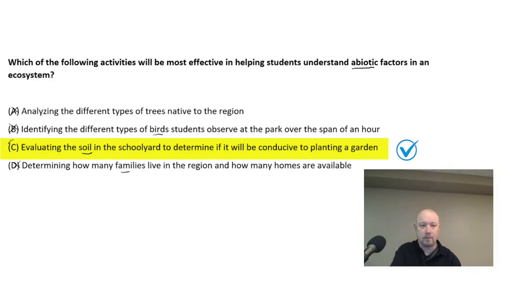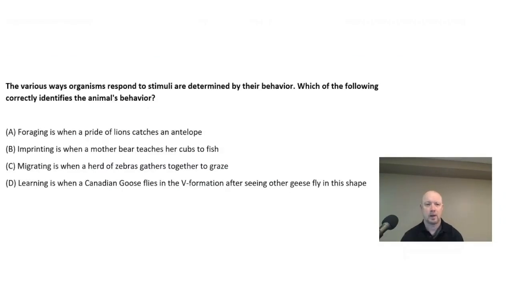The various ways organisms respond to stimuli are determined by their behavior. Which of the following correctly identifies the animal's behavior? Is it A, foraging is when a pride of lions catches an antelope? B, imprinting is when a mother bear teaches her cubs to fish? C, migrating is when a herd of zebras gathers together to graze? Or D, learning is when a Canadian goose flies in the V formation after seeing other geese fly in this shape? Okay, so let's eliminate some choices here.